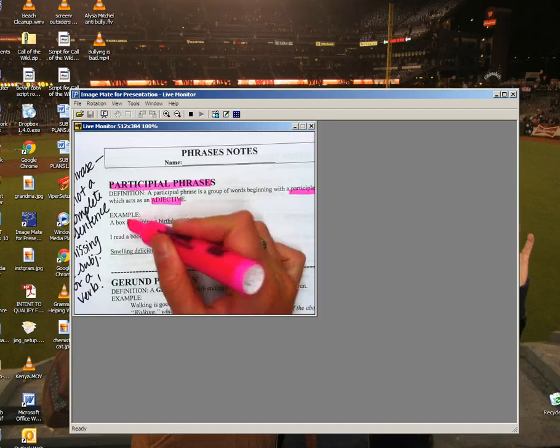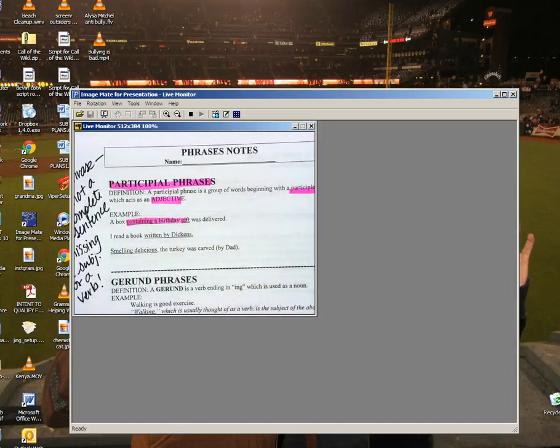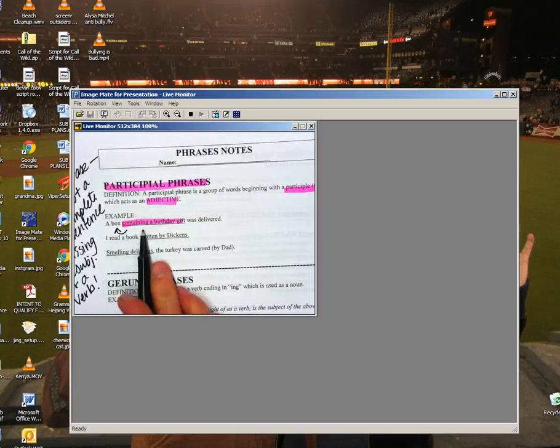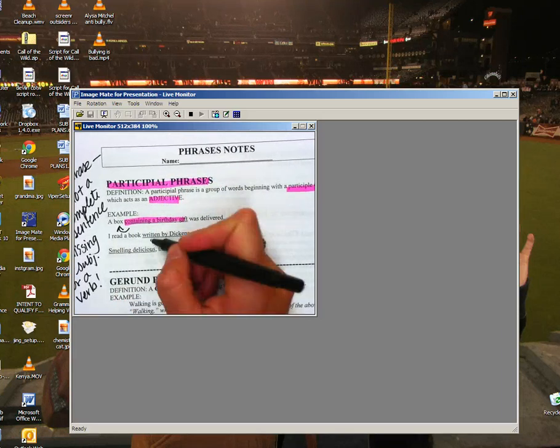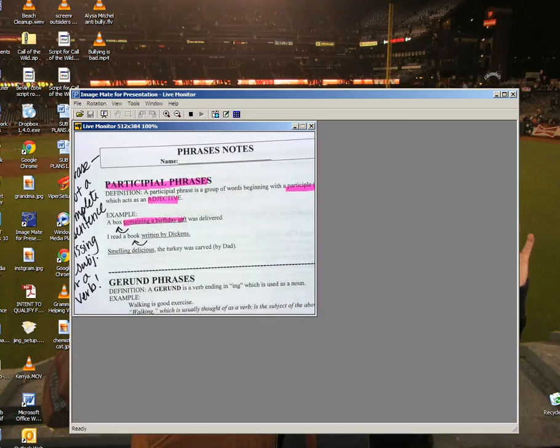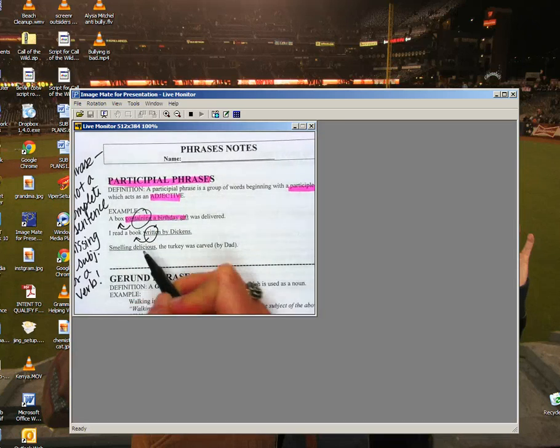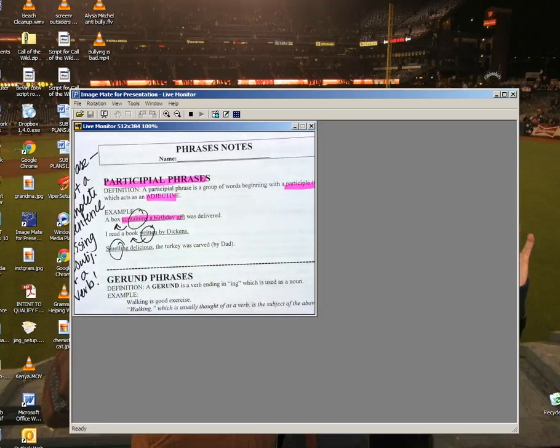So notice, containing a birthday gift. It's modifying a box. Which box? Oh, a box containing a birthday gift. Written by Dickens. A book. The verb being written, the verb being containing. Smelling delicious. Smelling is our verb there.